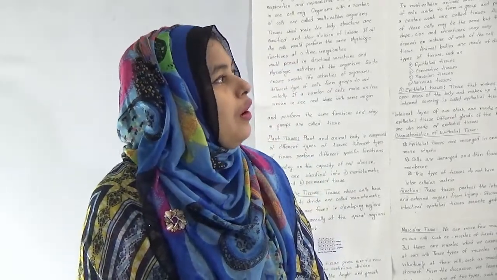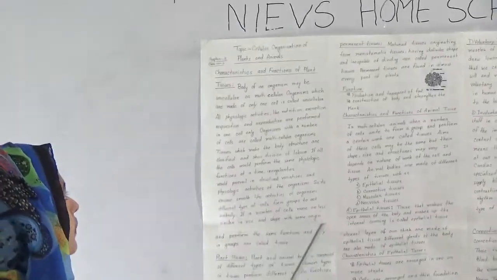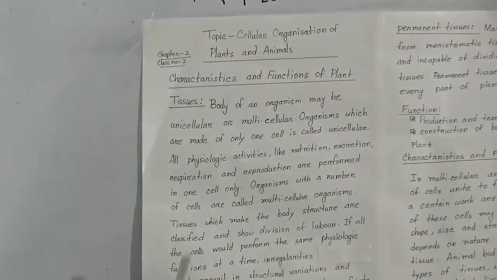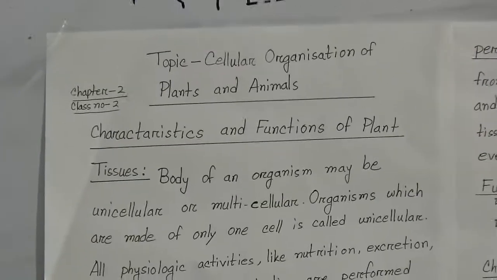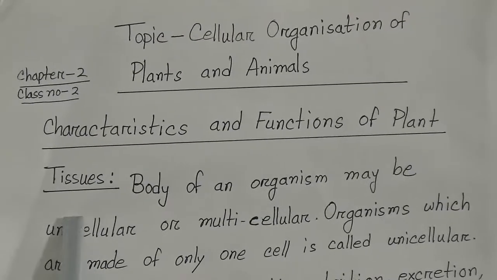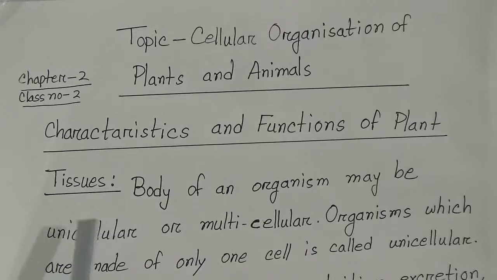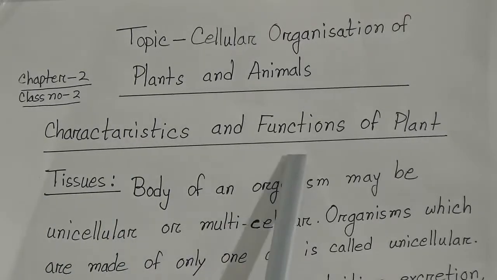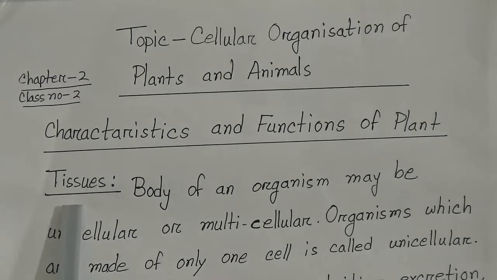Today I am going to take a science class for class 7 students. Today our topic is cellular organization of plants and animals. This is chapter 2. So let's start today's class. We have already discussed some topics based on this chapter in our previous class. Now I will discuss the other part of this chapter. Our topic is characteristics and functions of plant tissues.